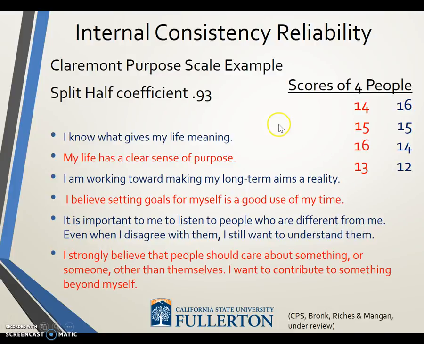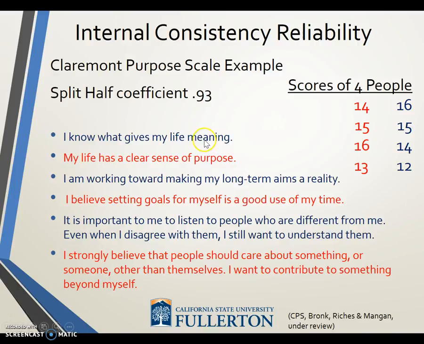So here we have the Claremont Purpose Scale again. The split half coefficient in this case, we found a 0.93, which is very good. And the way we did that is this was 6 items long. So we see these blue items, 4 people got these scores, and the red items. So we split it in half. Blue was one half of the test. Red was the other half of the test.